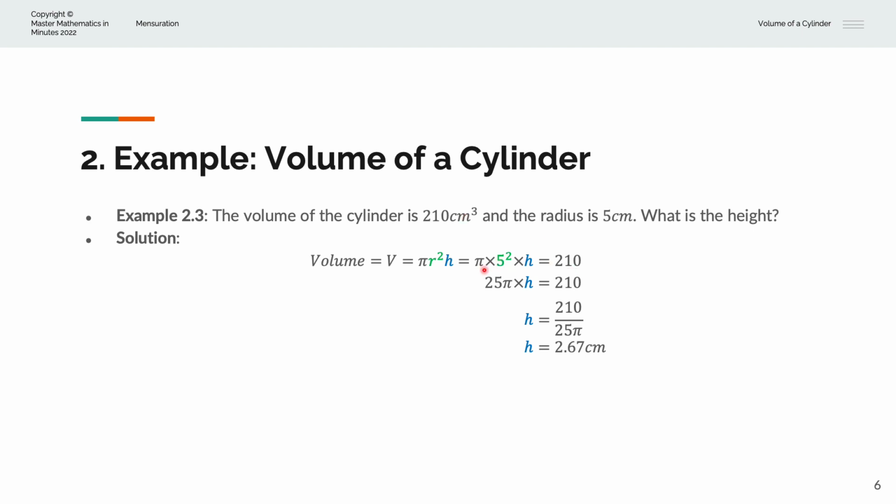So 5 squared pi is 25 pi. We'll copy the h down, and that equals 210. And solving for h, h equals 210 over 25 pi, and h is 2.67 centimeters. So visually, we have a cylinder with radius of 5 centimeters and a height of 2.67 centimeters.